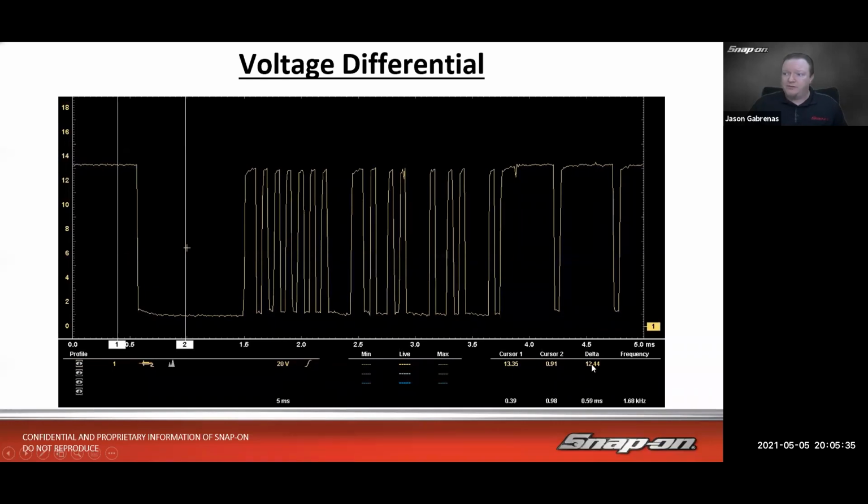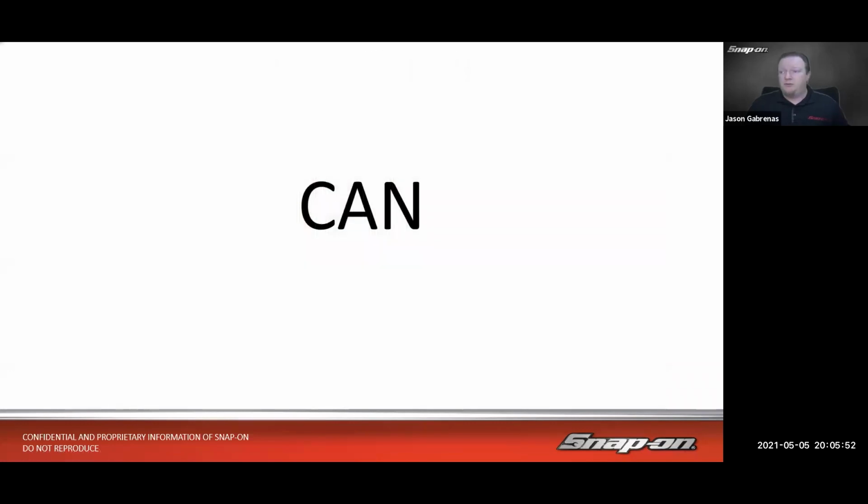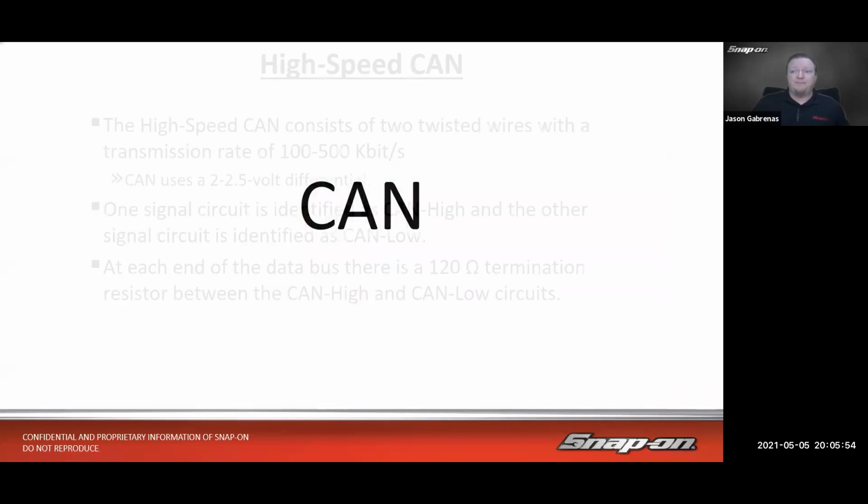So that gives us a difference of 12.44 volts, or a 12-volt differential high to low. Depending on how the network is set up, it might have a different differential. Some have a 7-volt difference. Some will have a 5-volt difference. When it comes to CAN, it's about a 2.5 volt difference is what we're going to see.